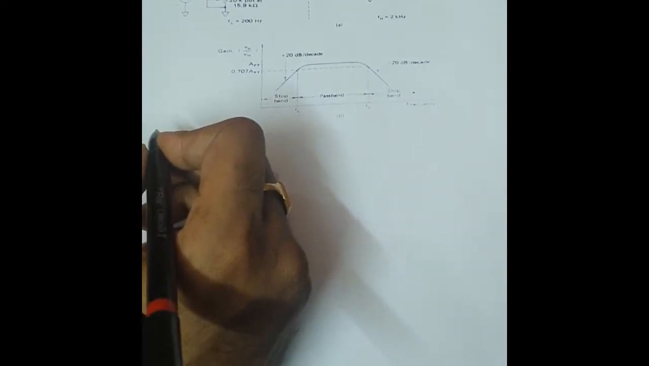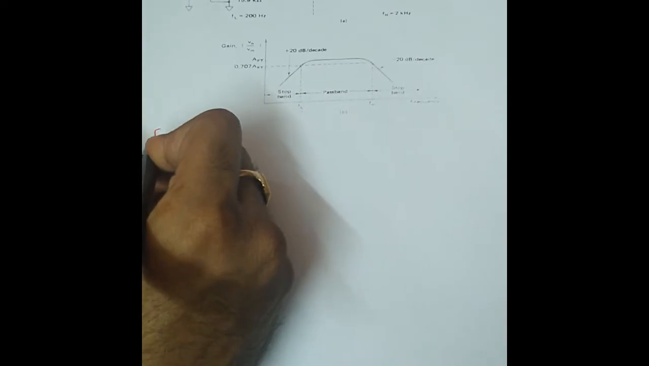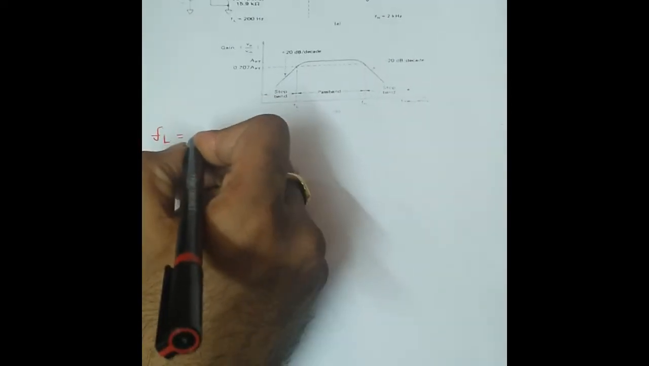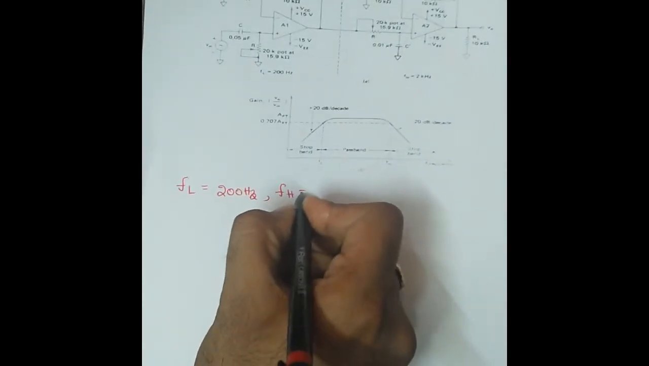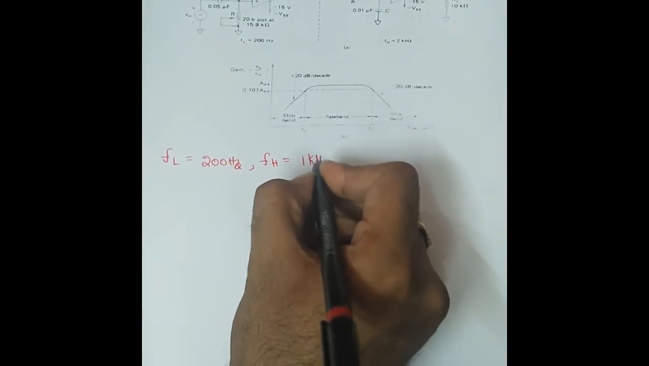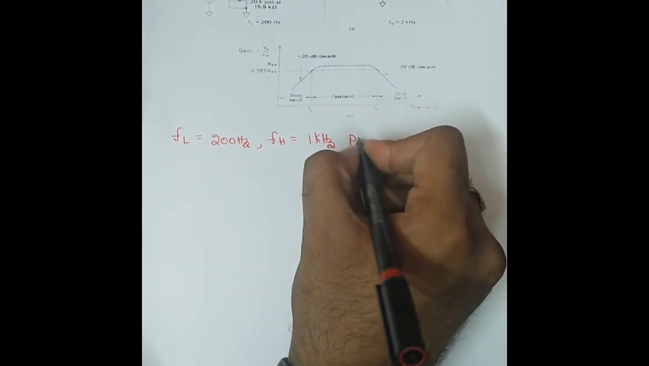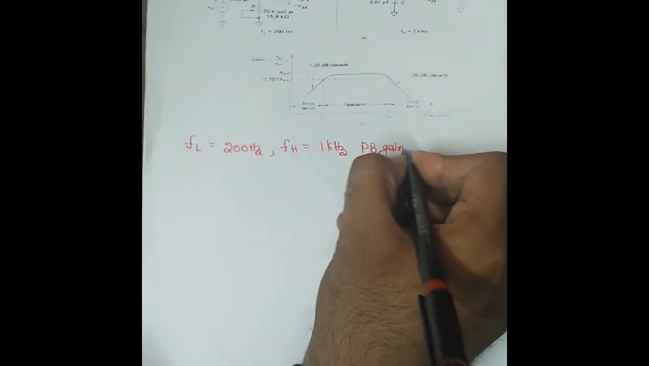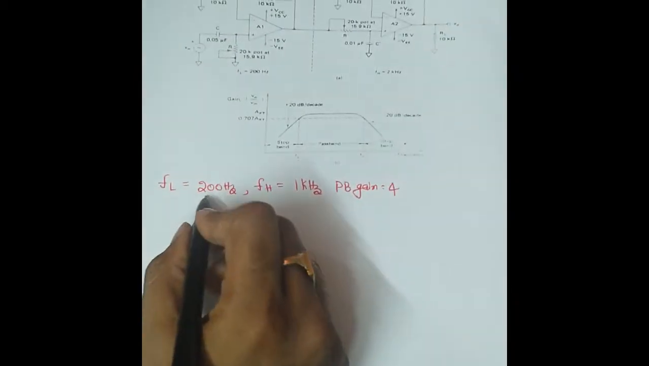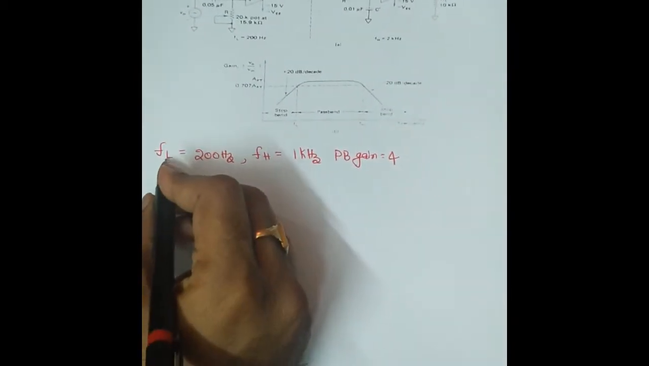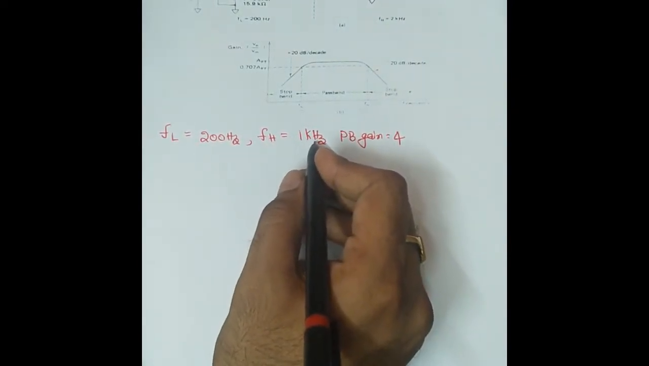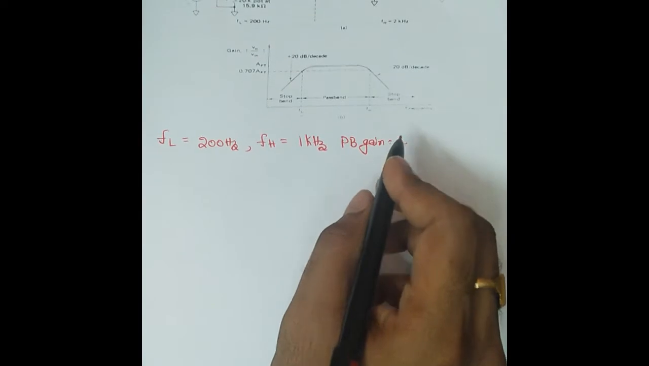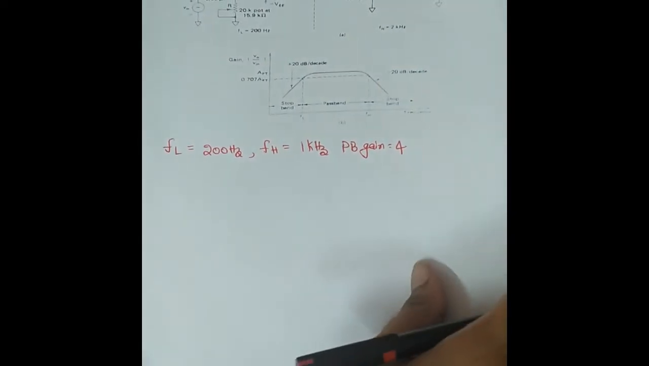Now I will design Butterworth band pass filter for the first order. For this I have taken FL equal to 200 Hz and FH equal to 1 kHz, for the corresponding pass band gain of 4. So in between 200 Hz to 1 kHz, for the lower cutoff frequency I am selecting 200 Hz and the higher cutoff frequency as 1 kHz, and for the pass band gain of 4 I want to design the Butterworth band pass filter.